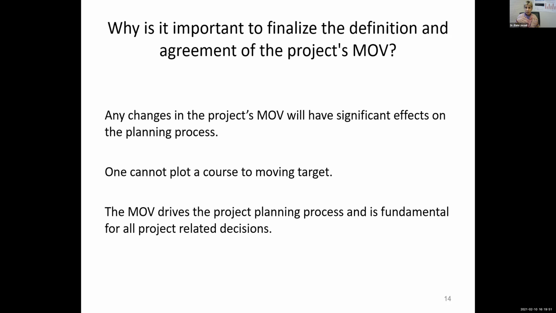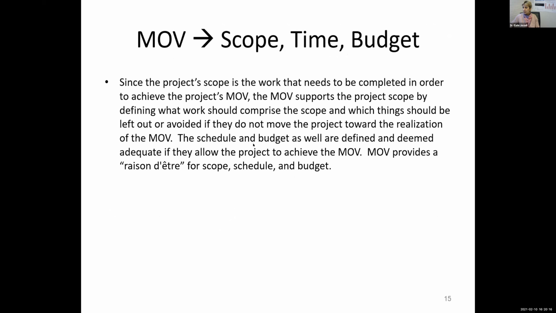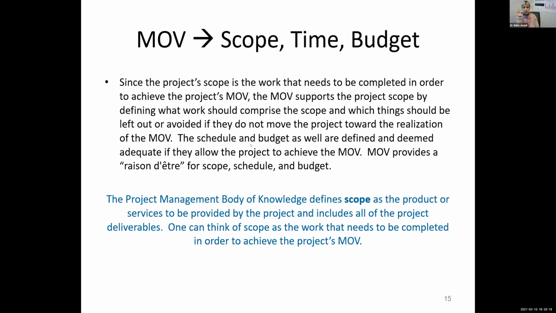So you do chartering and planning. Planning is detailed planning, which we won't get to in this class, but basically you take all those areas like risk, procurement, stakeholders, and you make them more elaborate and more detailed. When you do your project charter, you have to finalize the MOV. As I told you, it's going to impact all your other areas: your time, budget, scope. I'll let you read these.